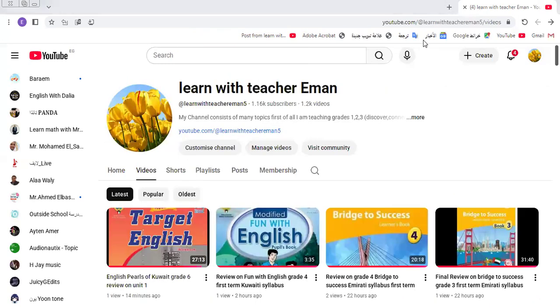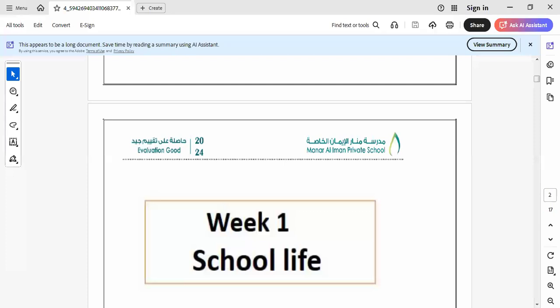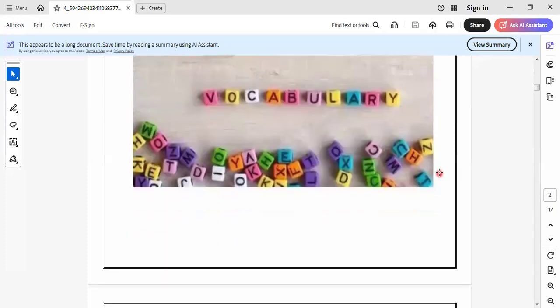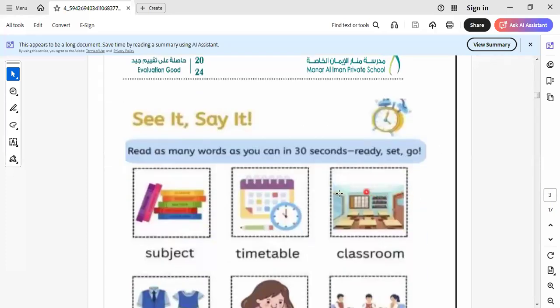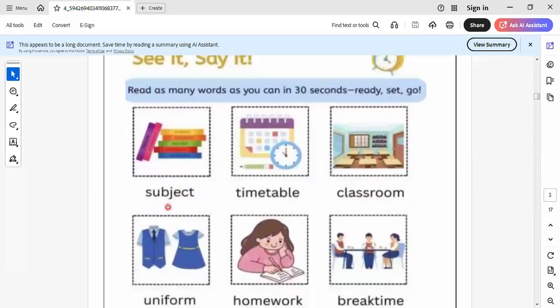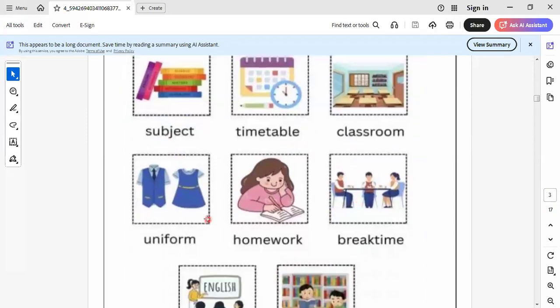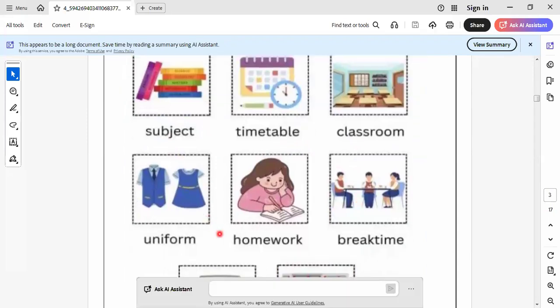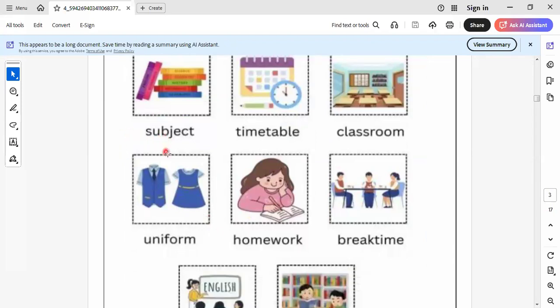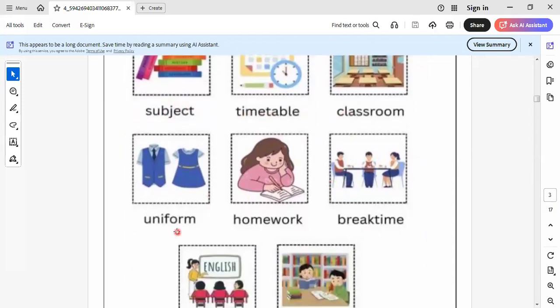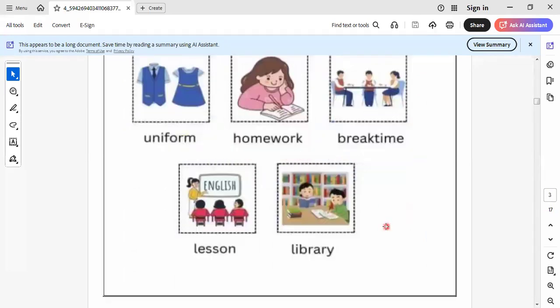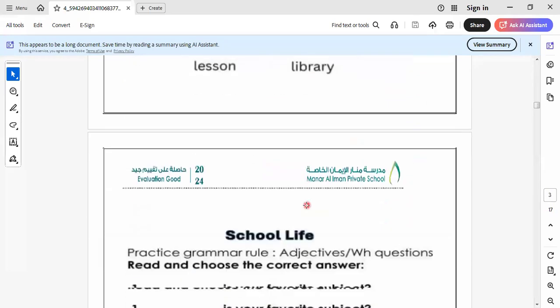Let's go to our lesson today. Today, I will make a quick review. Let's do this review together about some items in your syllabus. In the first item we have subject, timetable, classroom. This is the vocab that we learned during the academic year. Here we have subject, timetable, classroom, uniform, homework, break time, lesson, and library.